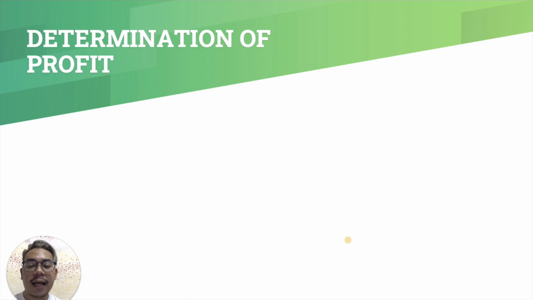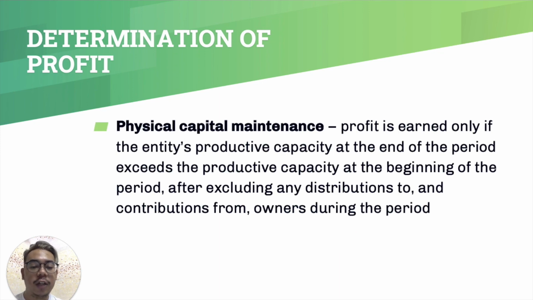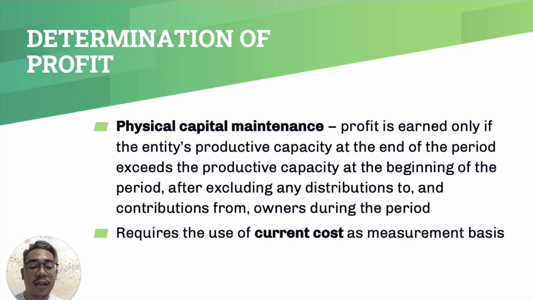Under the physical capital maintenance, profit is earned only if the entity's productive capacity at the end of the period exceeds the productive capacity at the beginning of the period, after excluding again any distributions to and contributions from owners during the period. In this concept, it requires the use of current cost as measurement basis. Since we use the productive capacity, kailangan natin gamitin ang current cost. So that would be all for the new conceptual framework.